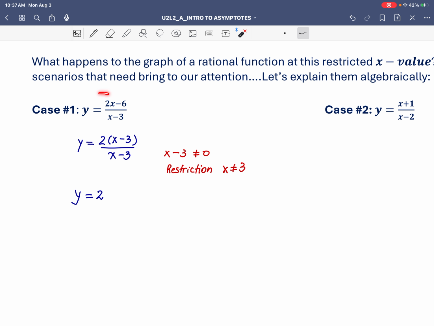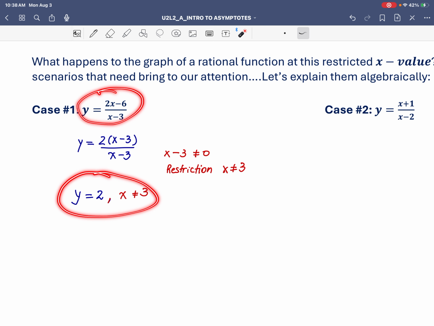So that means this function and this function should actually represent the same graph. However, they're not entirely the same, because this function had a restriction and this doesn't seem to have one. To make sure that we acknowledge that, we write a comma and then add the restriction beside it. Now we can say that this function and this one represent the same function.